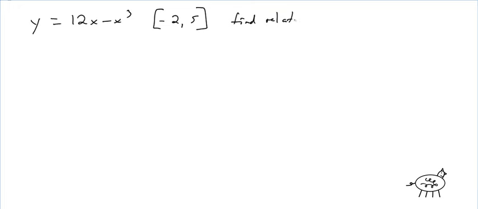So here's a function, y equals 12x minus x cubed. And I'm going to tell you it's between -2 and 5. That's my interval. So a nice closed interval. And I want you to find relative and absolute extrema. Okay? So let's give it a shot here.